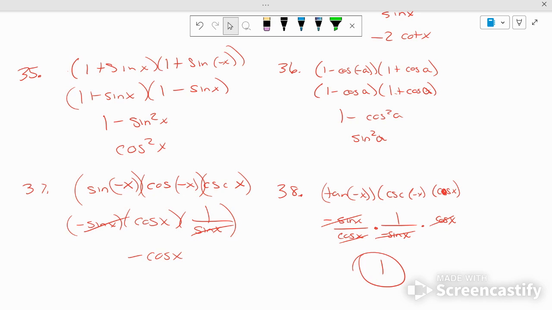which is sine squared of a. 37, sine of negative x, cosine of negative x, cosecant of x is the negative sine of x, cosine of x, 1 over sine of x, which is negative cosine of x, because the negative carries through. And 38, tangent of negative x is negative sine over cosine. Cosecant of negative x is negative 1 over sine, or 1 over negative sine, times cosine of x. The negative signs cancel, the cosines cancel, and we equal 1. Good with that, right?